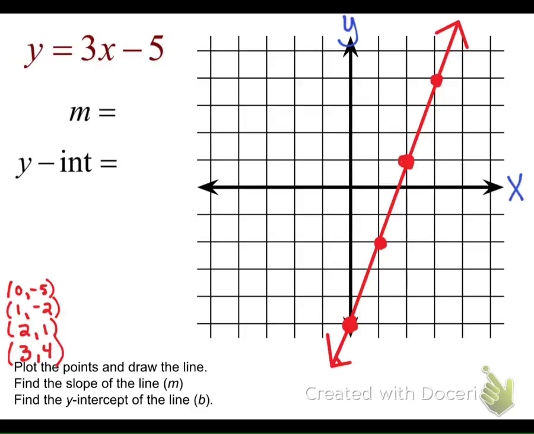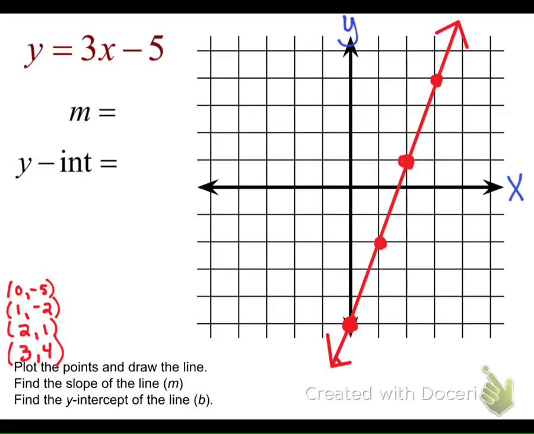Okay. Now, this is going to be the new part here. You guys already know how to find the slope of a line. We did that last week. So the first thing we're going to do is find slope. Which variable up here represents slope? M, okay? So I'm going to find the slope of the line.